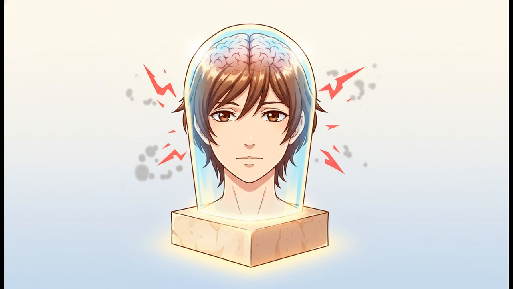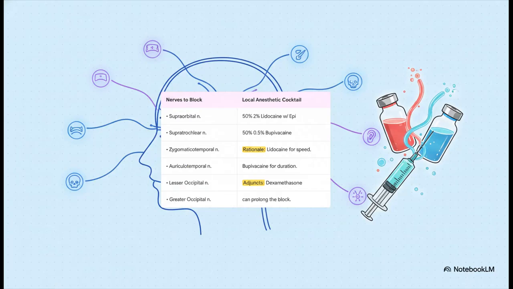You have to remember, the brain itself doesn't feel pain, but everything we have to go through to get there, the scalp, the muscle, the bone, the dura, is incredibly sensitive. Without an excellent block, this procedure is just plain impossible. And this is how we do it. The goal is a comprehensive block that covers all 6 of these major sensory nerves, essentially numbing the entire scalp from front to back.